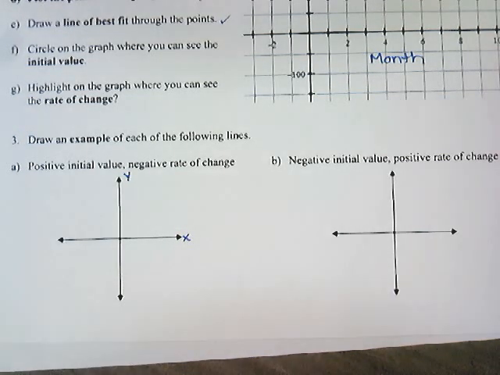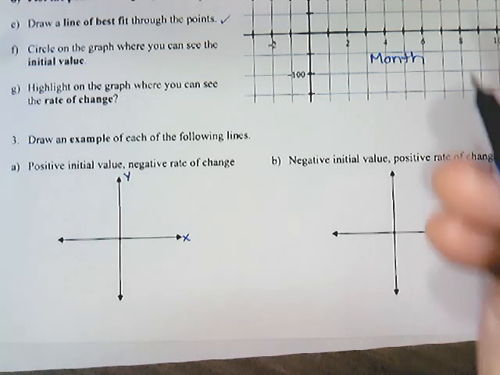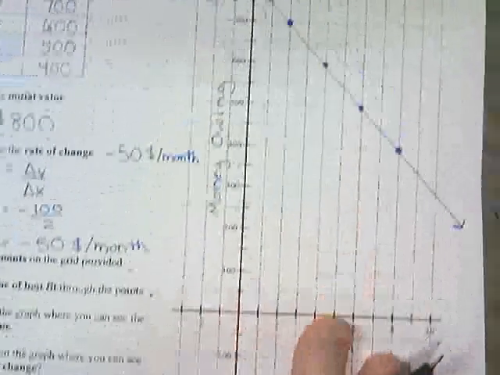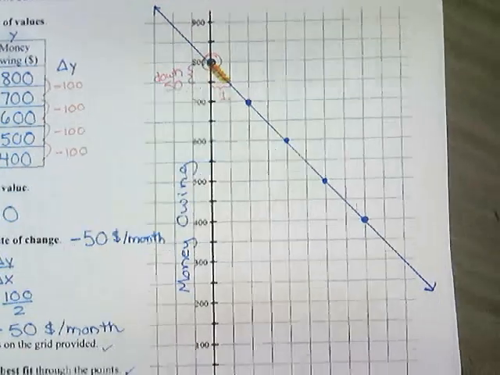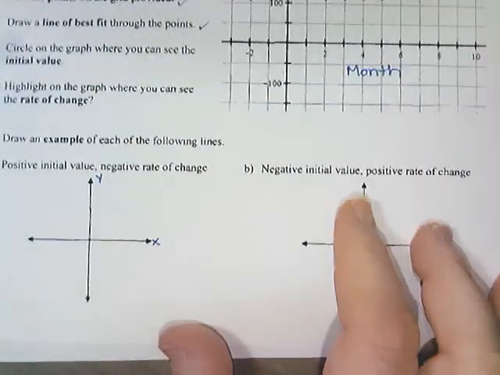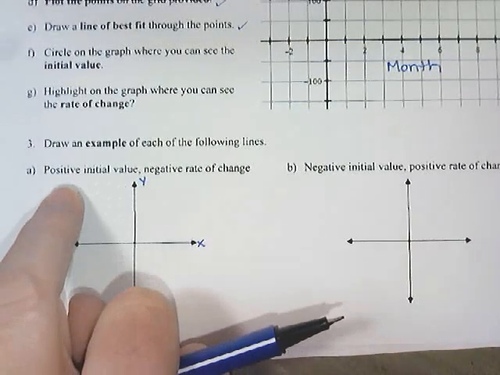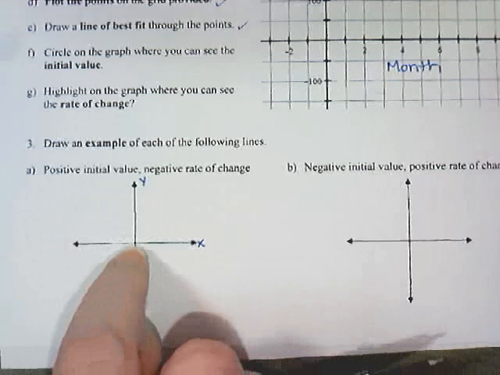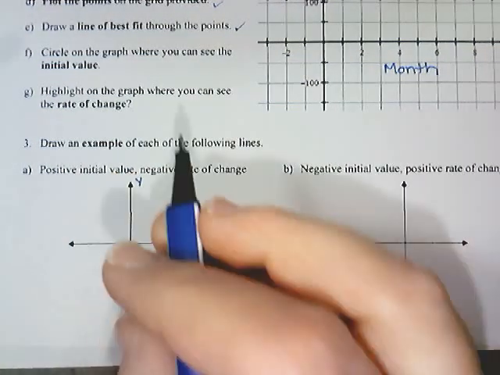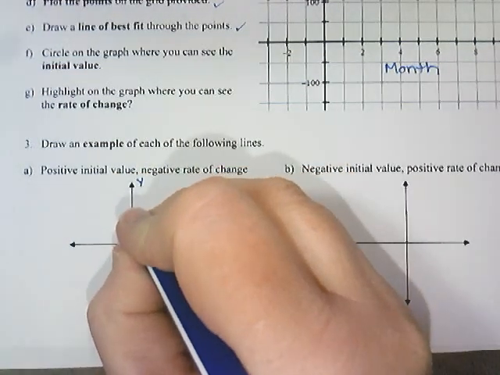So a positive initial value, we said on both of them, the initial value is here on the Y-axis. So it's the point where the graph crosses the Y-axis. If it's a positive initial value, it just means where it crosses the Y-axis should be a positive number, so something bigger than 0. So I'm going to pick a spot and make a point.